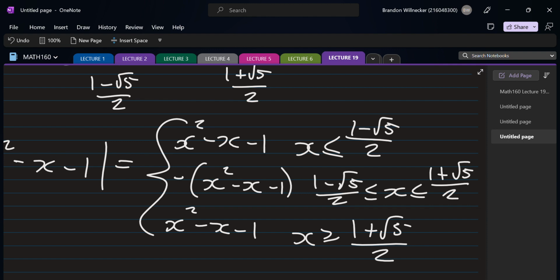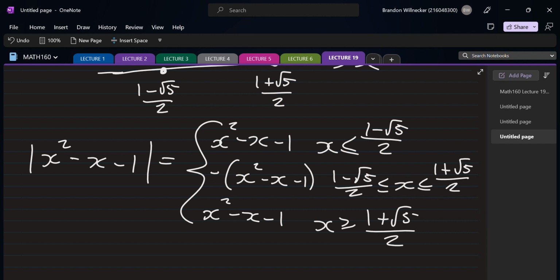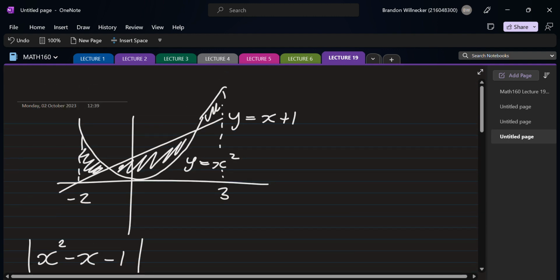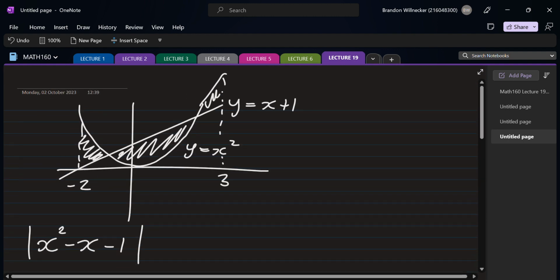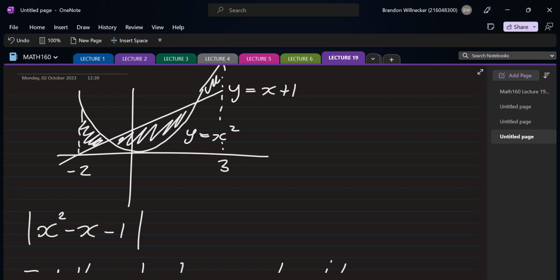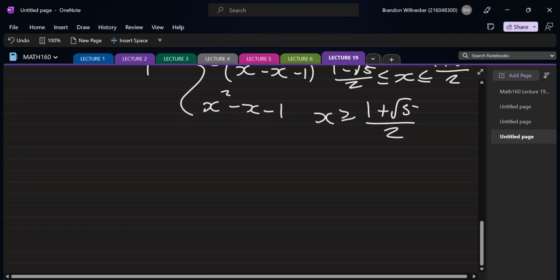Okay, so we've got this piecewise function for the three regions. Now when we're integrating this function, it's going to split up into the three regions as well. Remember it went from minus 2 to 3. So from minus 2 up to the first root, that's going to be the first part. From the first root to the second root, that will be the second part. And then from the second root to 3, that will be the third part. Okay, so I'll show you what we do now.